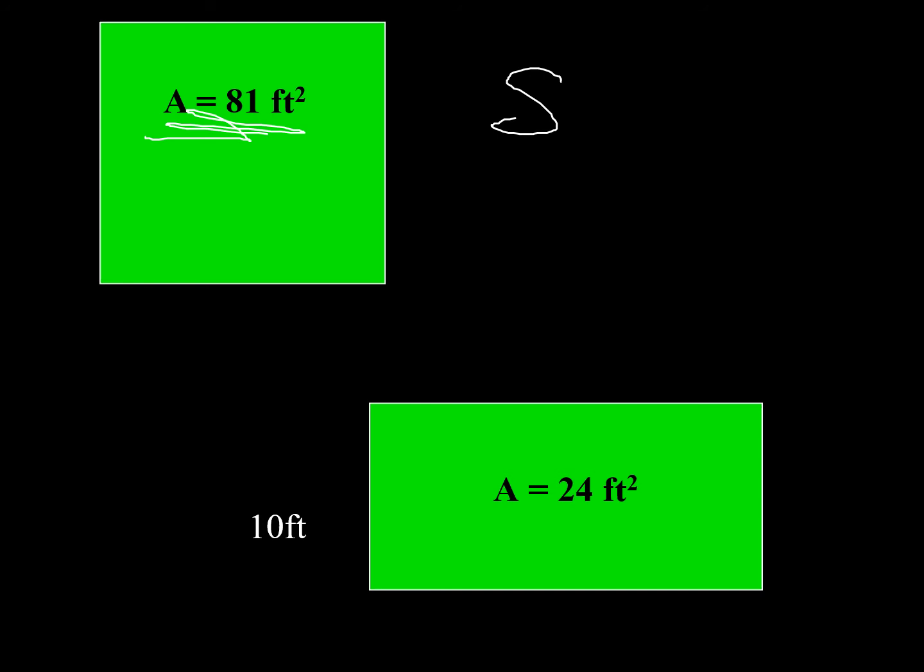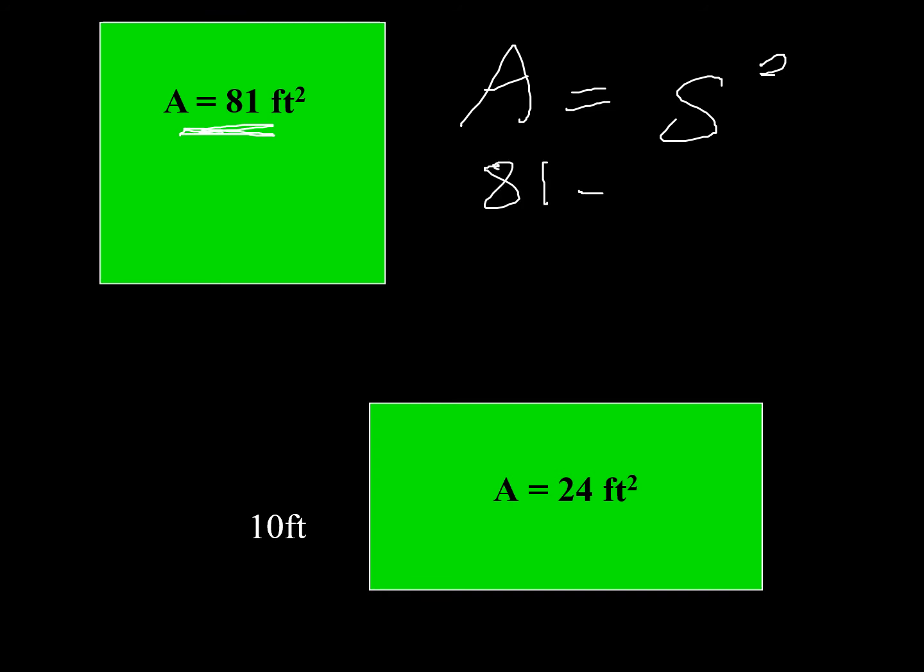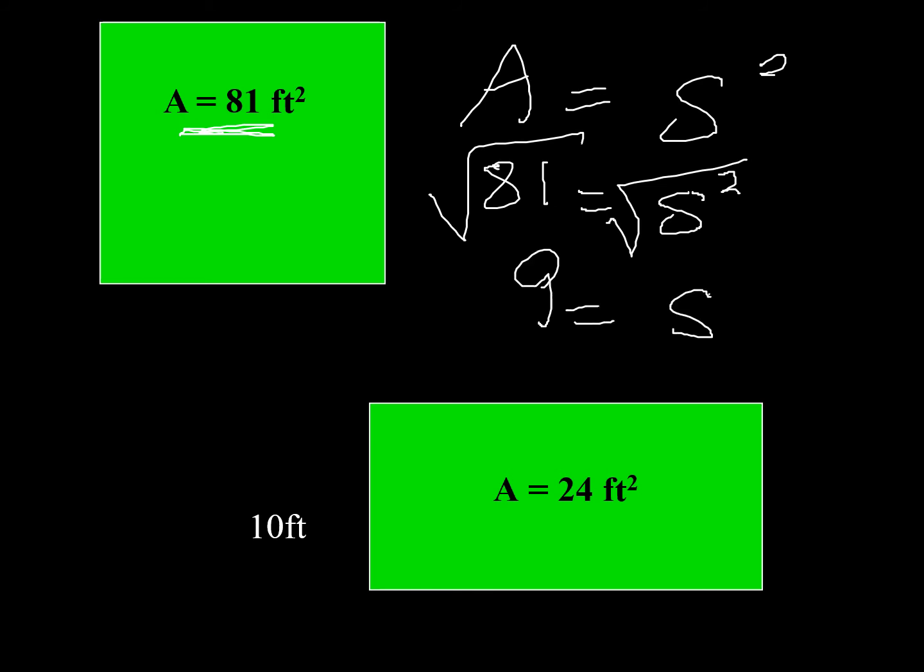And you can say my area formula is the side squared. A is what I know. Area is 81. So how do I get S, side? If I need just S by itself, get rid of the square by square rooting. And so that's going to be 9 feet. And it goes back to just a side length. 9 feet, one direction.